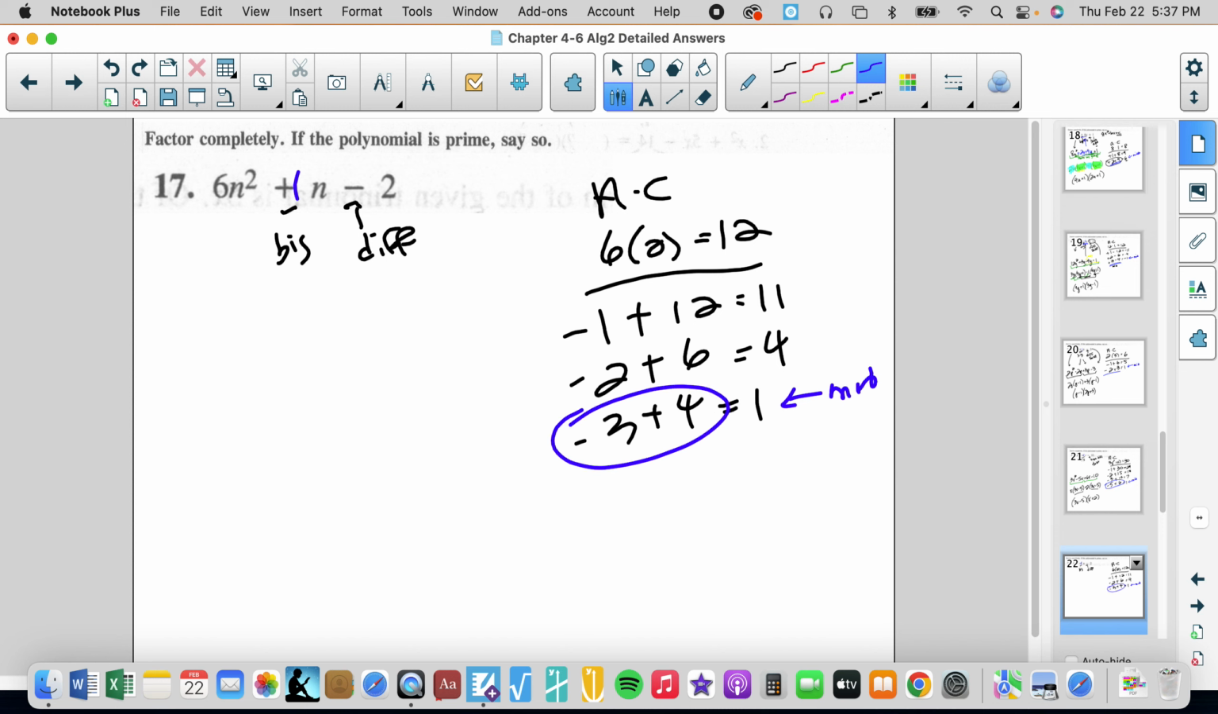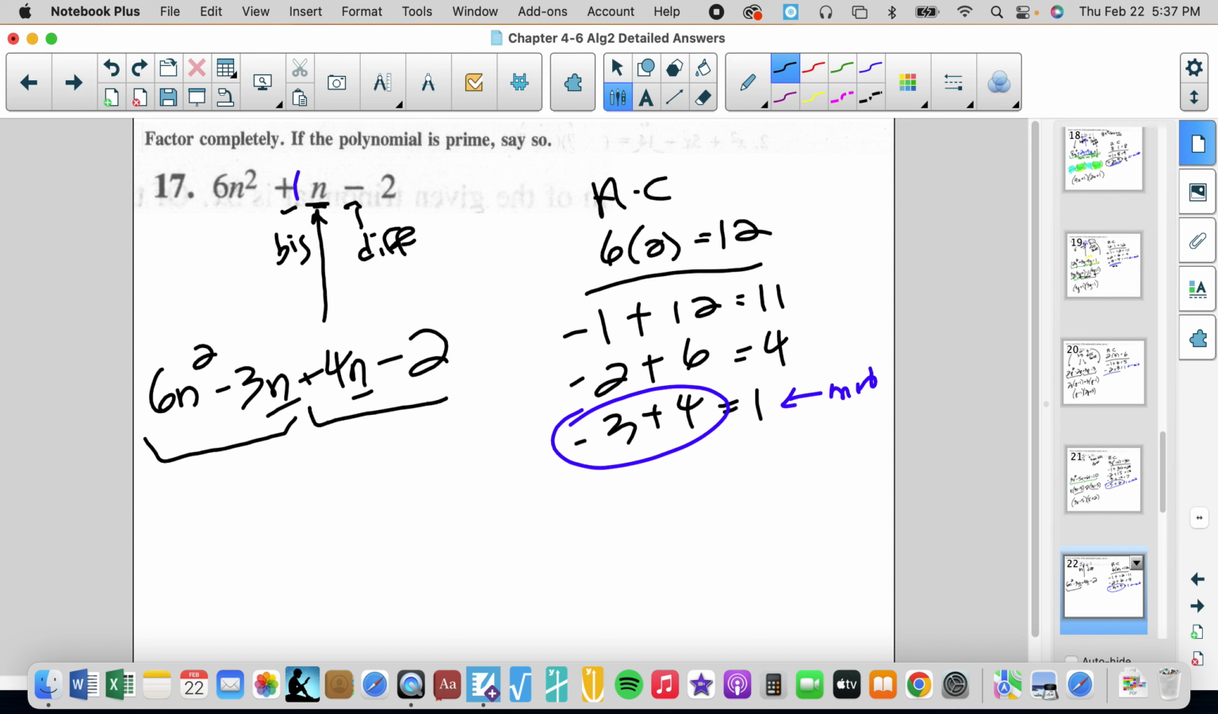So these are going to be my middles. 6n squared minus 3n plus 4n minus 2. Mr. Mac, how did you know that these were n's and not n squares? Well, remember, when we combine them, it needs to equal that variable. So intuitively, we know that it must be an n.